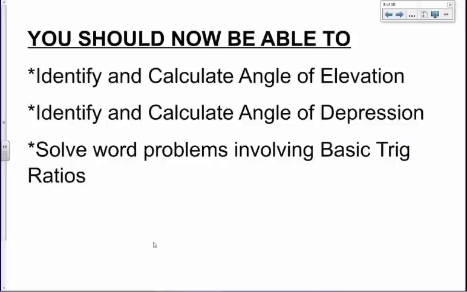So, now that we've gone through this, here are the things you should be able to do. You should be able to identify and calculate the angle of elevation, identify and calculate the angle of depression, and know that these two are equivalent to each other. You should also be able to better solve word problems that involve basic trig ratios.